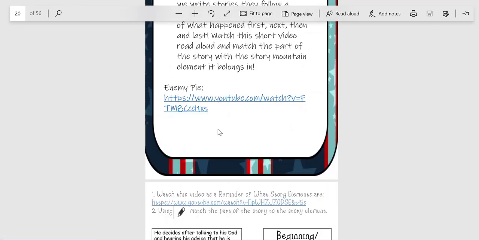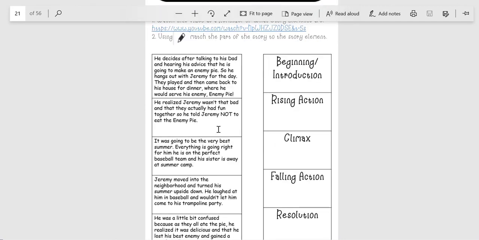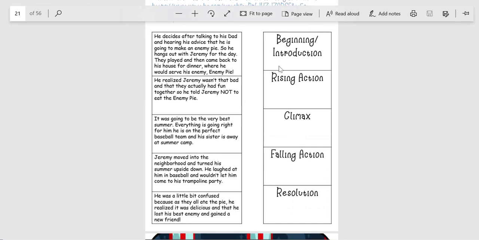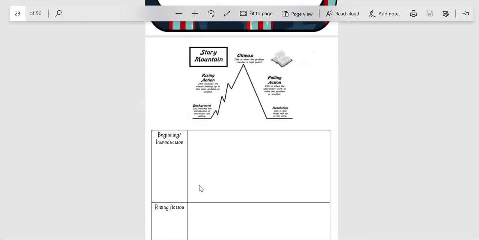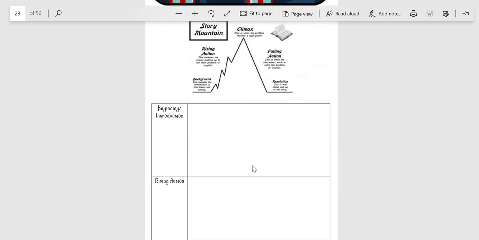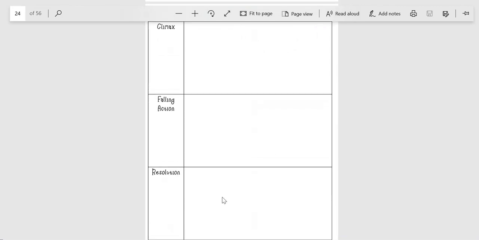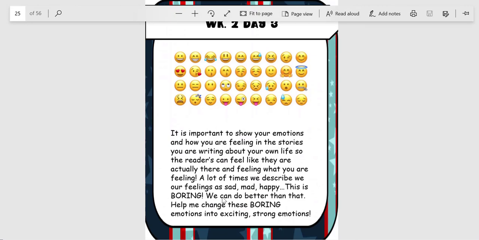So first they need to look at the structure of a story. So they're going to listen to the story Enemy Pie, and then they're going to do a matching activity and try to figure out what's the beginning of the story, rising action, climax, falling action, resolution. Just to really think about how stories go in order, stories go in a specific order, and even stories in our own life do. And then they're going to do this with their own story. What would be the beginning? What would be the rising action, the climax, the falling action?